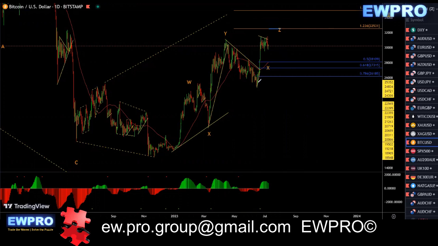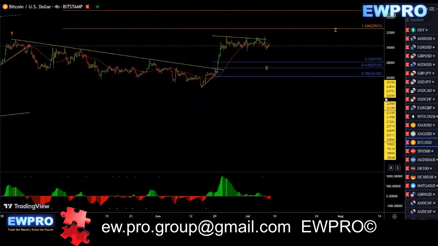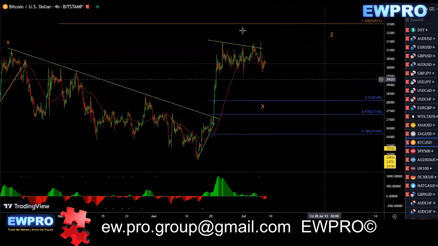The targets for this wave Z were that 123.6 and that 161.8. This is looking rather corrective in here, so I wouldn't be surprised if we get another one up to at least that 123.6. So if you're looking for the buy in here, this would be your first target, that 123.6, and then the 161.8. You can see how corrective this is looking.